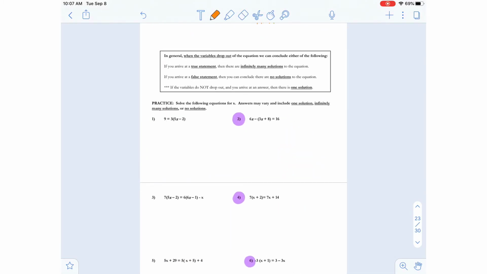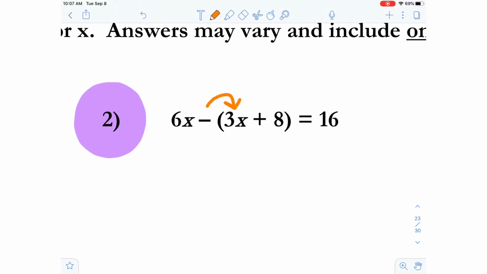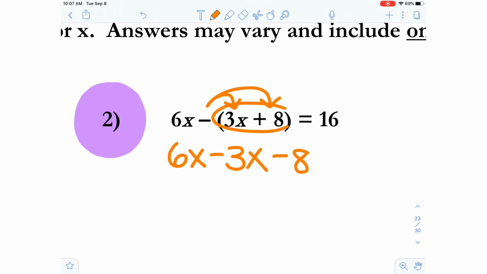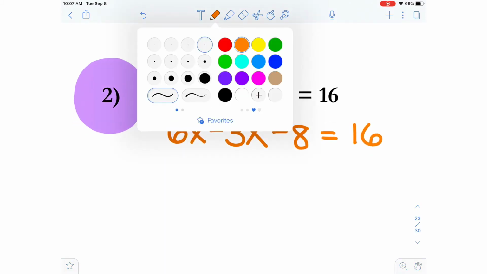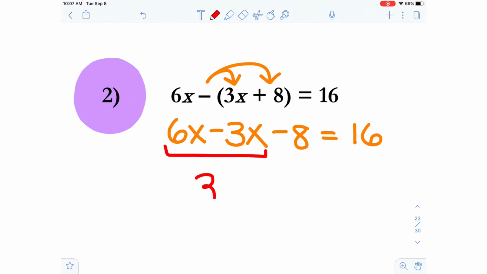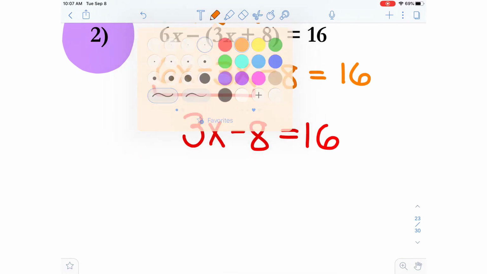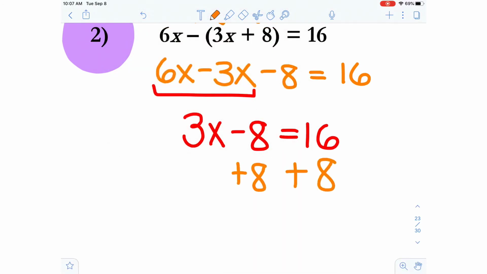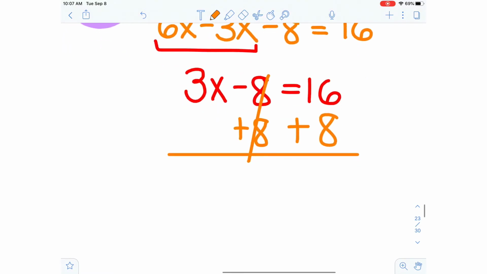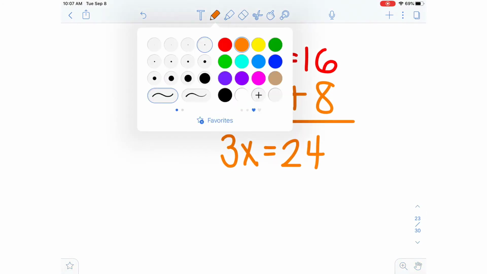Here we go. Number 2. I'm going to start this problem by distributing the negative into the parentheses. So I get 6x minus 3x minus 8. Again, I have to distribute the negative to both terms in the parentheses, equals 16. Combine like terms, so I get a 3x minus 8 equals 16. And just finish solving. I get a 3x equals 24. And divide over the 3.